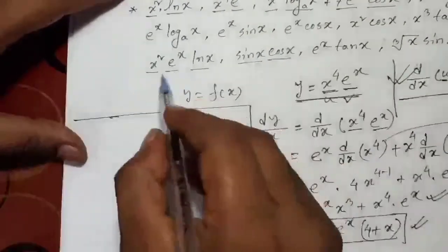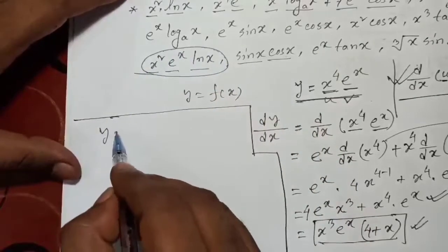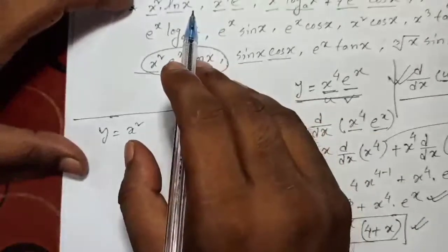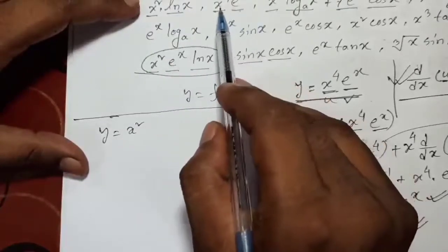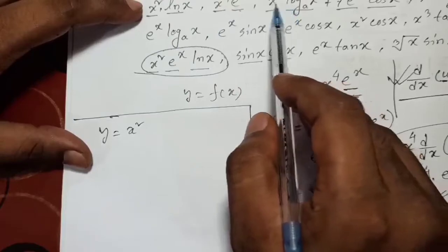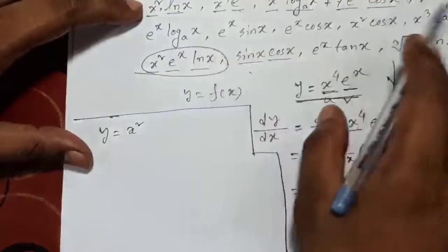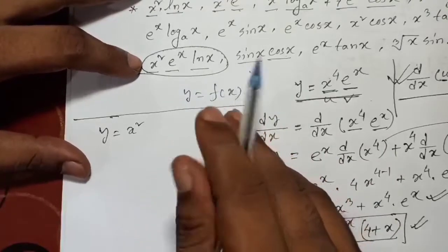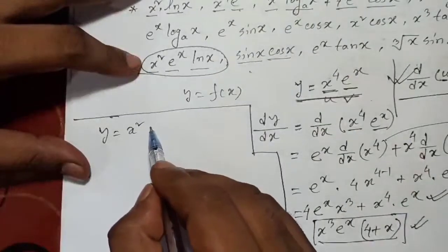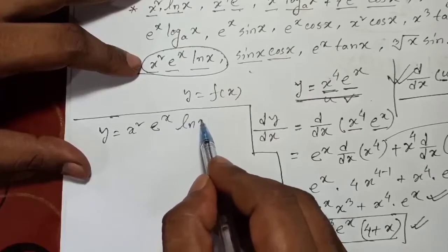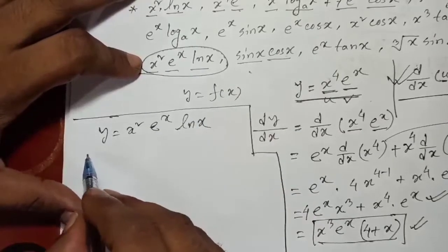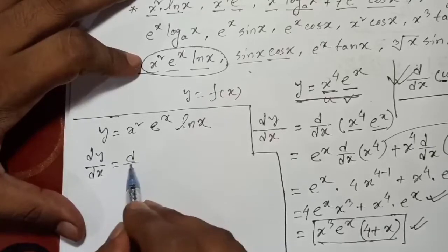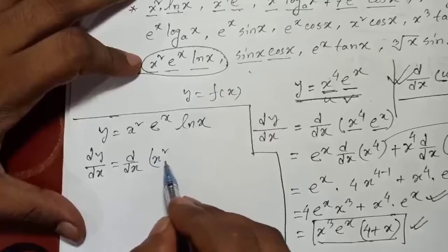For this problem, here it is x square. I will not do the whole problem. Just one thing I want to mention: in every product there are two terms, that's why I'm not doing that. So I am going to do one where there are three terms, like x square, e to the power x, and ln x. If we take the derivative, d/dx of y equals d/dx of x square, e to the power x, and ln x.